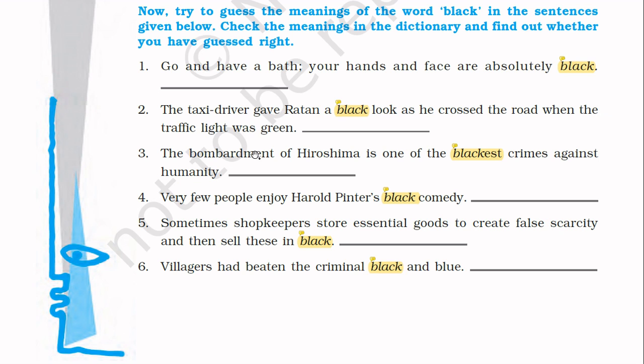Question number two: the taxi driver gave Ratan a black look as he crossed the road when the traffic light was green. Here black means angry or hostile, like an enemy giving an angry look. The bombardment of Hiroshima is one of the blackest crimes against humanity. So here blackest can be described as worst, most despicable crime against humanity.